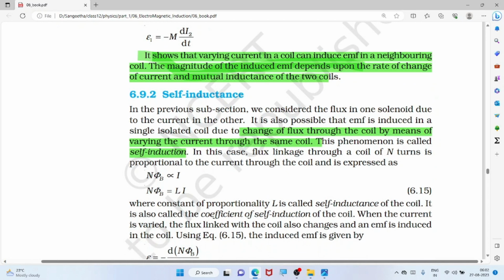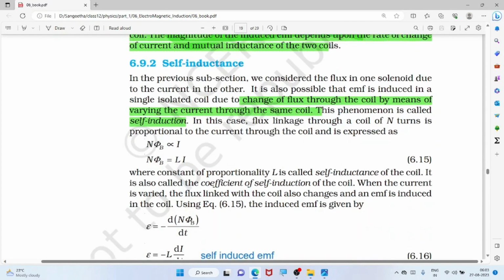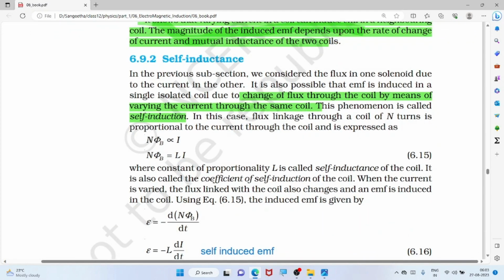The varying current in a coil can induce EMF in the neighboring coil. The magnitude of the induced EMF depends on the rate of change of current and mutual inductance. Self inductance: change of flux through the coil by means of varying current in the same coil. Same coil, that is self inductance. This inductance is not because of the other coil, it is because of the same coil by varying the current.